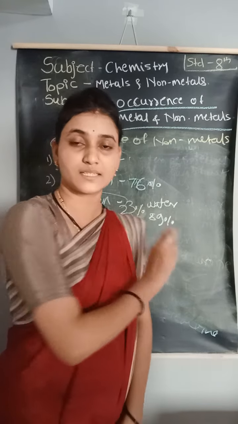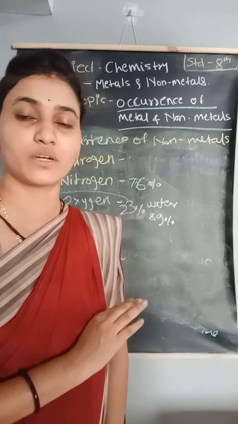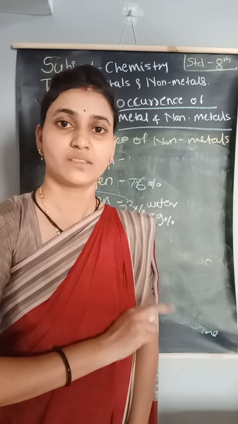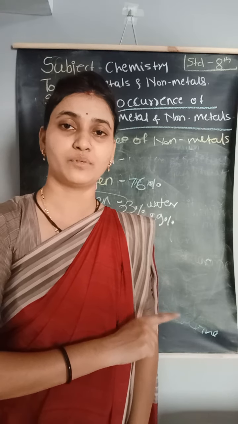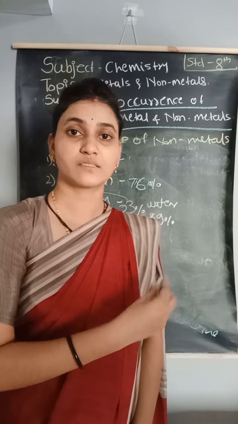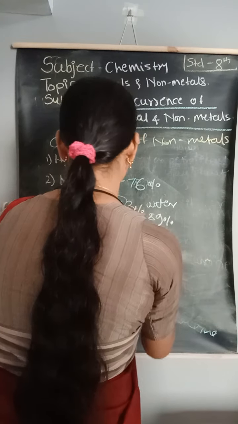After that, we will see silicon. Silicon is the second most abundant element in the earth crust. It is not available in the free state. It is available in the combined state only, in the form of silica.